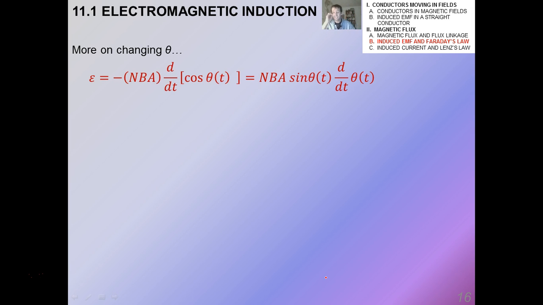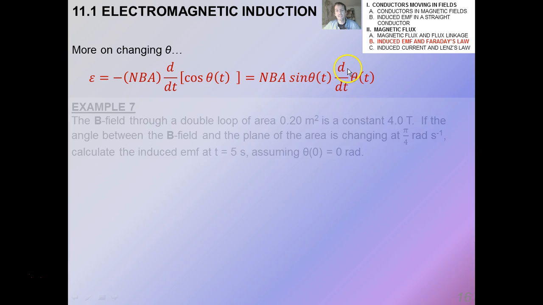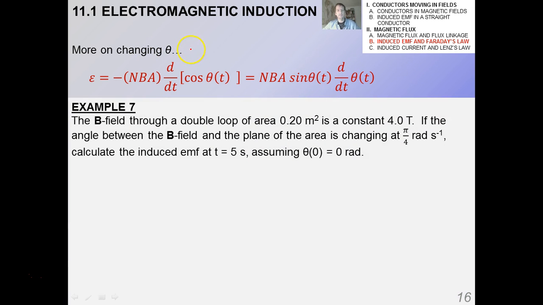Okay, a little bit more on changing theta, and then I'll finish this video. We said that the induced EMF, by Faraday's law, if we're changing theta, is negative NBA d by dt of cosine theta t, okay? If I carry through the derivative, notice that the negative sign goes away, and I end up with NBA sine theta t times d theta by dt, okay? Now, this is a way that I can solve this problem using calculus. And by now, hopefully you all know how to differentiate trigonometric functions, cosine and sine and tangent, okay?